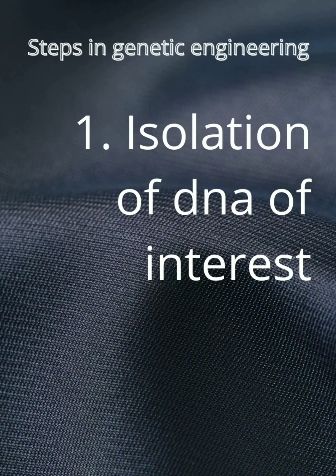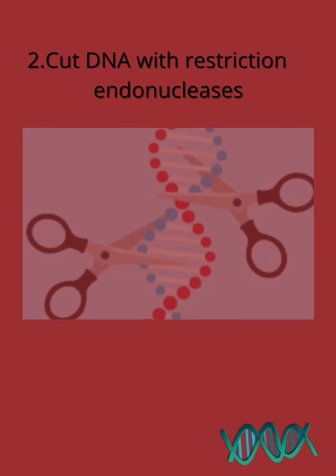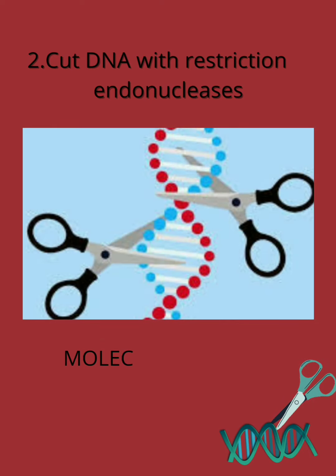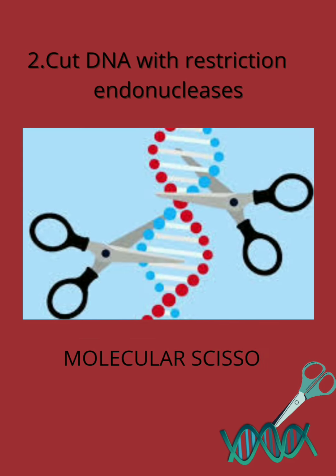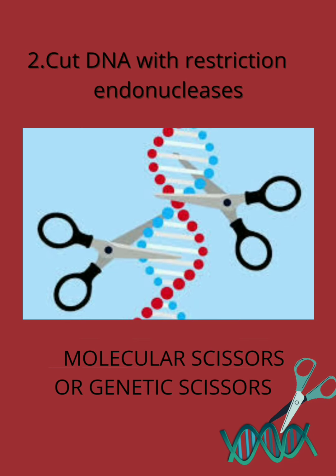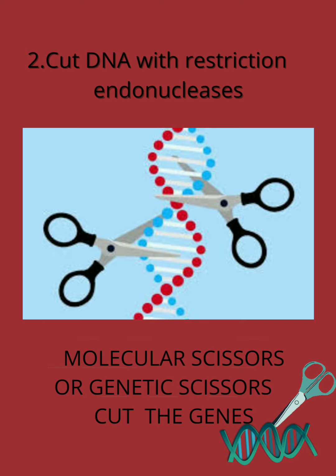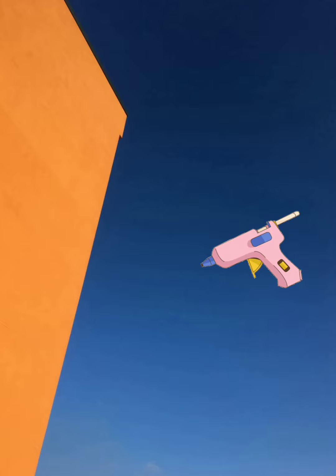How does genetic engineering work? It involves four steps. First is isolation of DNA of interest. Here, the gene is obtained from the donor organism. The second step is to cut DNA with restriction endonucleases. Restriction endonucleases are molecular scissors or genetic scissors. These are used to cut the genes. These enzymes cut at the restriction site of the gene.